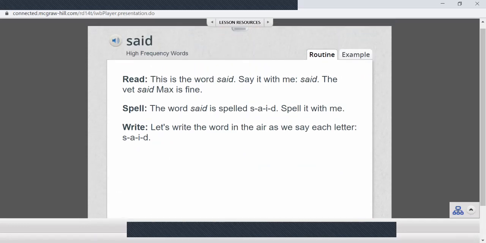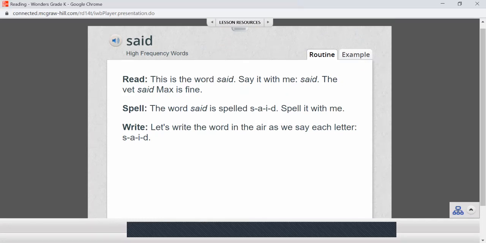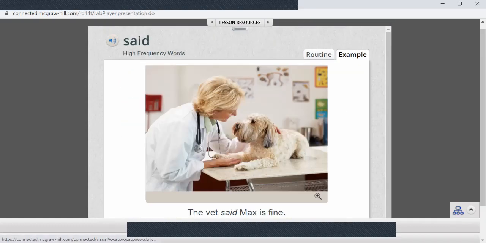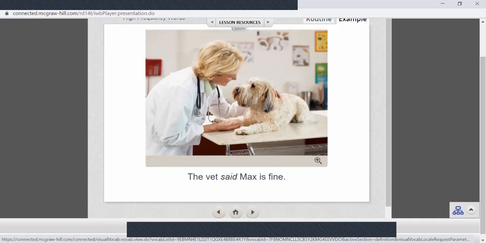Said. This is a high frequency word. Let's spell the word said. S-A-I-D. Said. The vet said Max is fine.